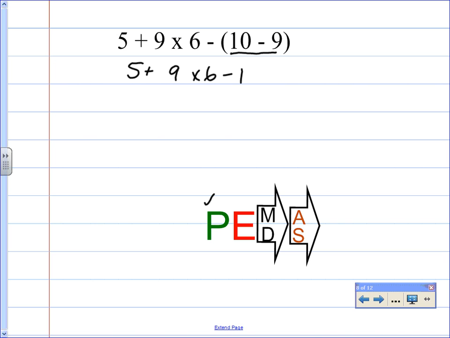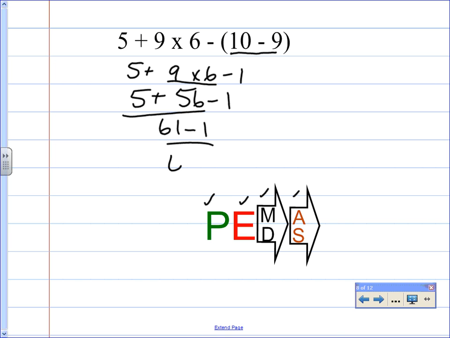Okay, and then now I know I have to multiply because there are no exponents. So I've done exponents, so I'm multiplying and dividing now. I'm going to multiply 9 times 6, which is 54. And then I'm going to add and subtract from left to right. 56 plus 5 is 61. Minus 1 is 60. All right, I'm going to go ahead and stop there.